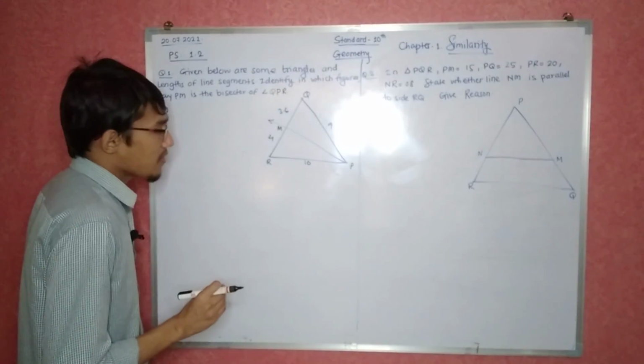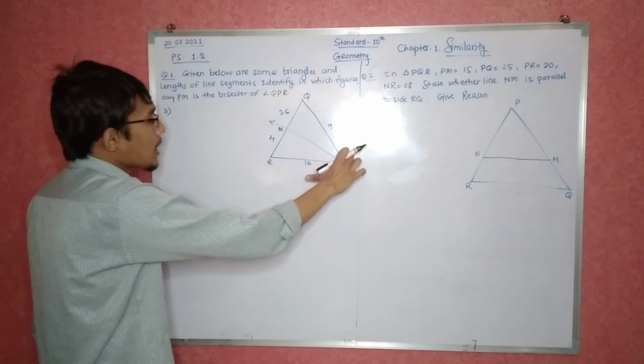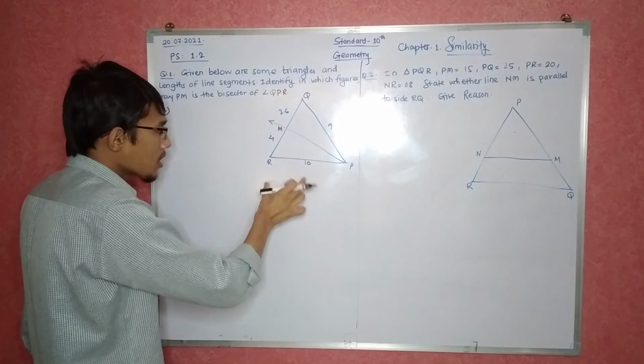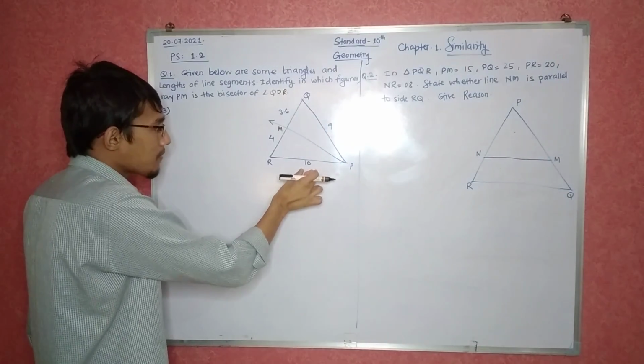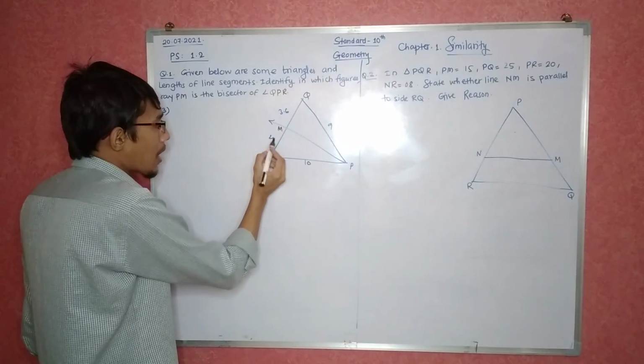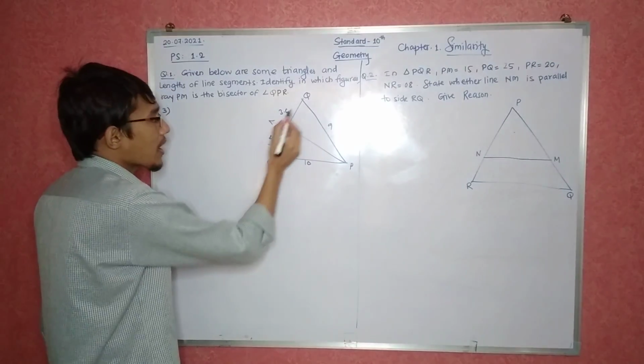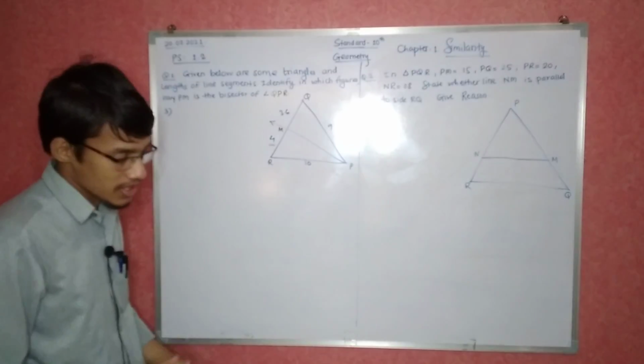हमें कुछ टर्म्स दिए हुए हैं, ओके. QP का क्या लेंथ है, 9 है, it is given. RP का 10 दिया हुआ है. MR also given, that is 4, and MQ is given 3.6.